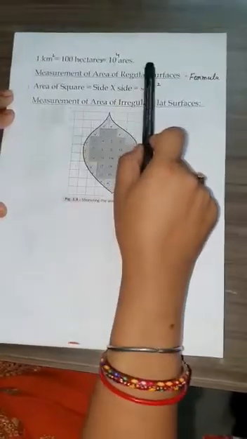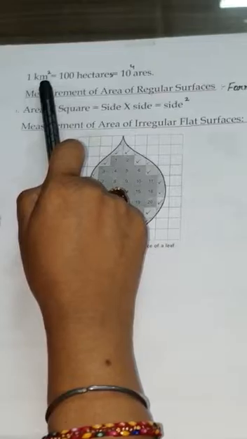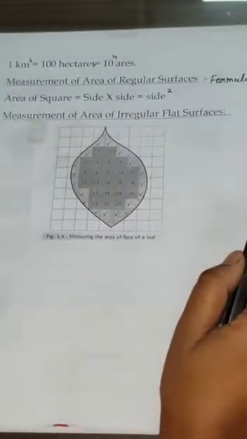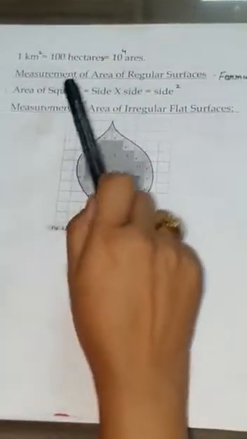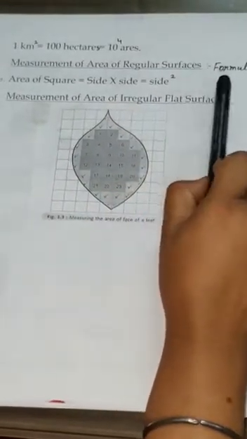Now this relation we have all done, and children, please see the symbols very nicely. Kilometer, small k, meter, small m. Please see the symbol. Now we have to find the area of regular surfaces by the formulas.